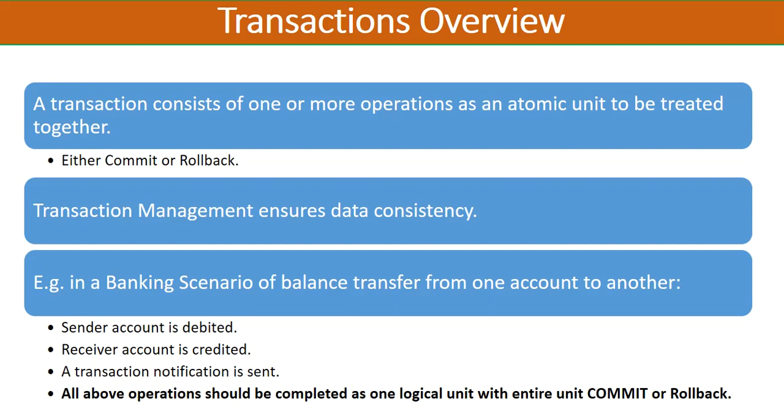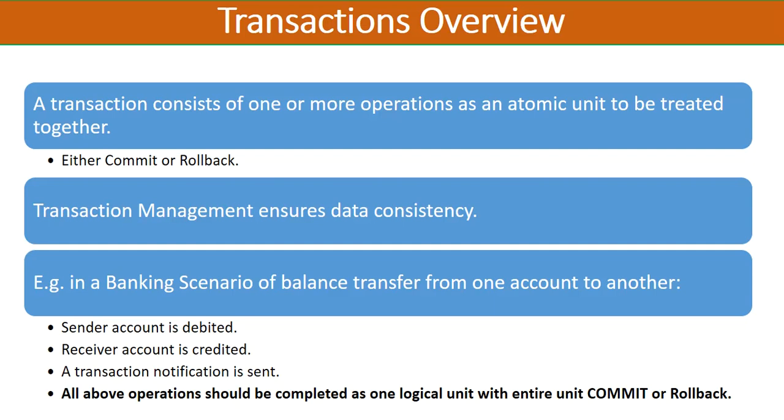For example, maybe you have some transactions which are updating one of the tables, and at the same time some other actions are being performed on other tables. You don't want some actions to get completed on one table while on the other table the required actions are not completed. The example that we take in this case is a banking scenario of balance transfer from one account to another. This is not the real scenario, and in a real scenario there might be some differences, but in general, let's take this example where we have a sender account and a receiver account.